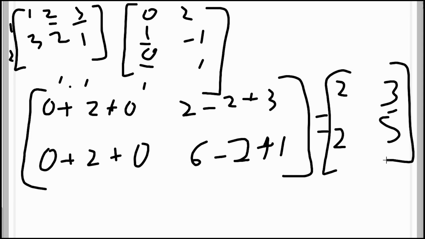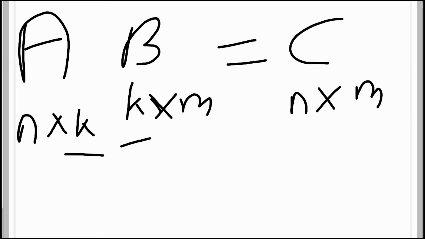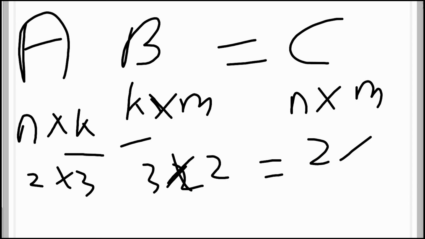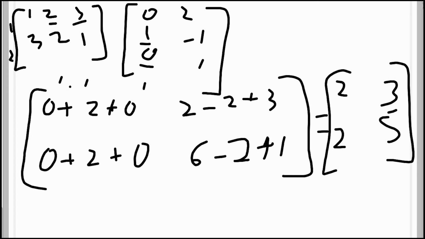And if you check back where we did here, you will notice that I said n by k, k by m. Our matrices here were 2 by 3 and 3 by 2, which gives us a 2 by 2. So that's basically what we just generated here.